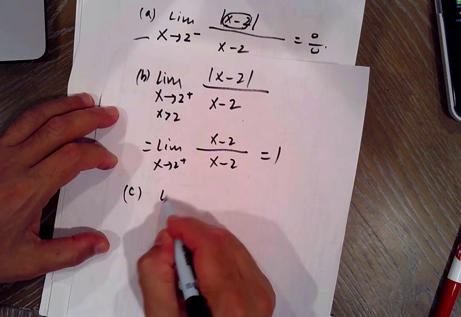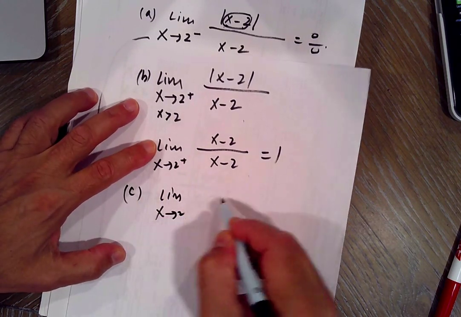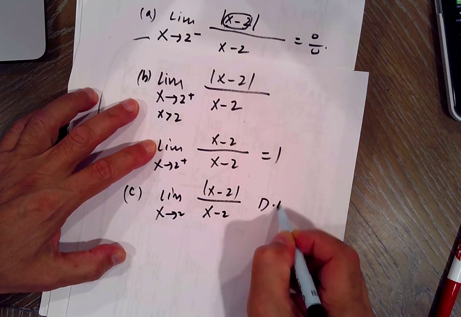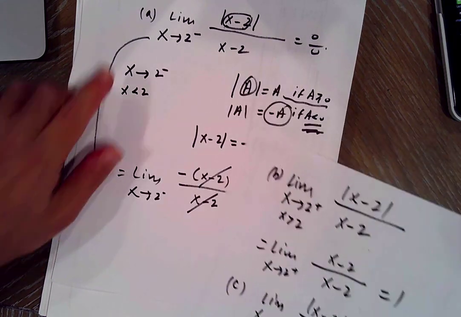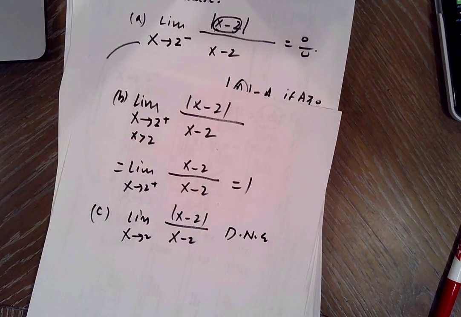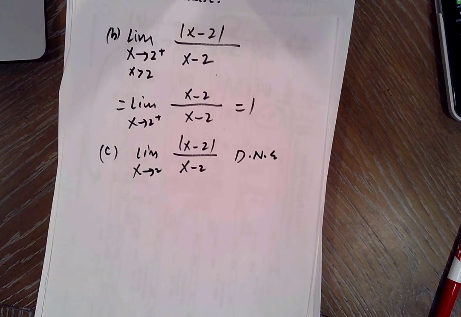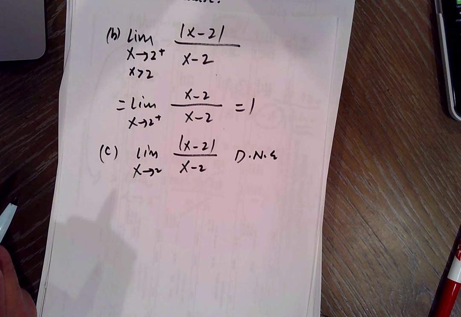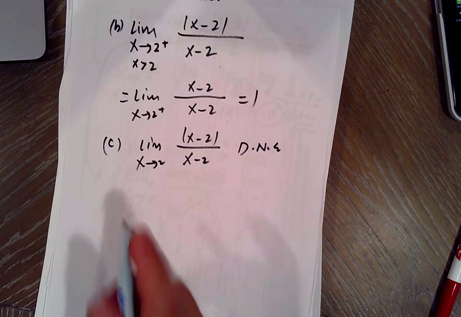Part C, what's the limit as x goes to 2 of the absolute value of x minus 2 over x minus 2? Why does it not exist? Because the left and right limits are not equal. In part A we got negative 1, in part B we got 1, so it does not exist. Okay.